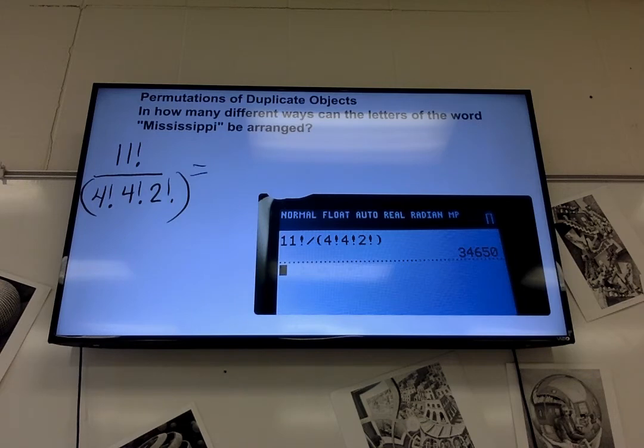So this ends up being 34,650. Now, if none of the letters repeated, like if the word had been round, R-O-U-N-D, it would just be 5 factorial. That'd be how many ways you could rearrange those letters. But if they do repeat, you got to divide by that. And make sure that you put them in parentheses when you're putting it in a calculator.